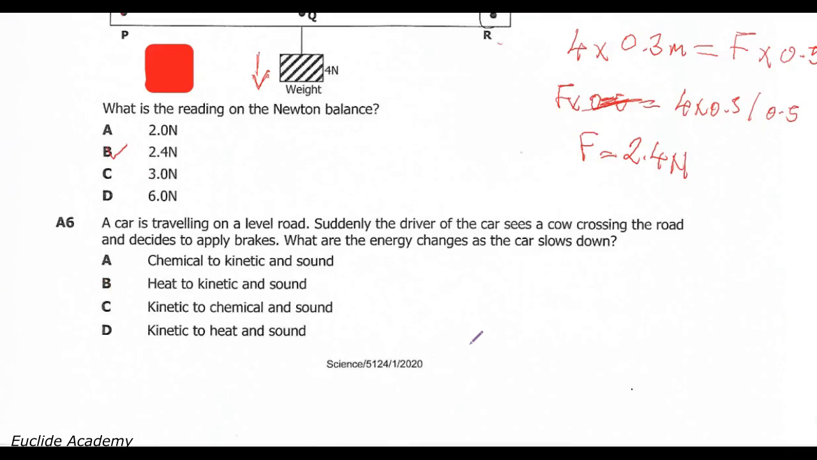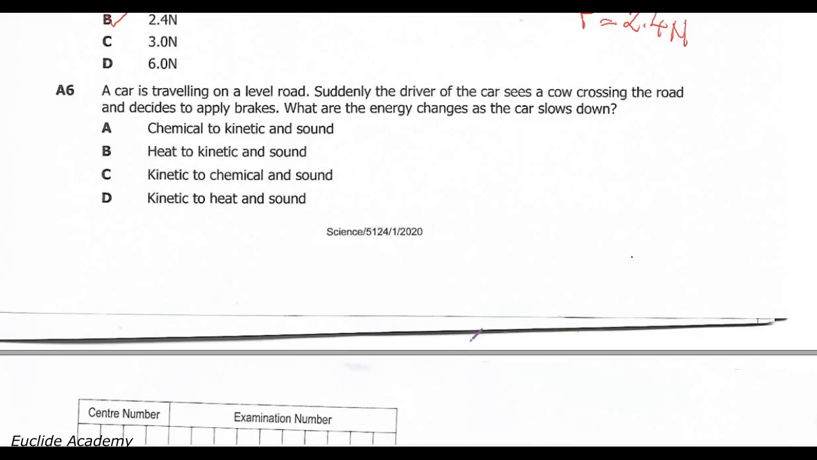Alright, so let's jump to the 6th question. A car is traveling on a level road. Suddenly, the driver of the car sees a car crossing the road and decides to apply brakes. What are the energy changes as the car slows down? Okay, so as the car is slowing down, what are the energy changes? So we all know that energy can neither be created nor destroyed. It's a change of energy.